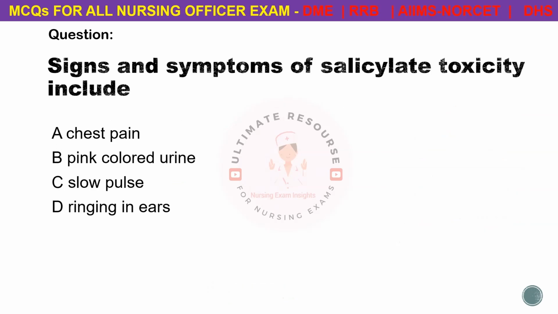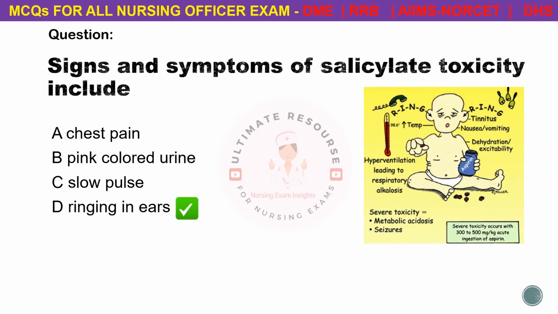Signs and symptoms of salicylate toxicity include. Options are A. Chest pain, B. Pink colored urine, C. Slow pulse, D. Ringing in ears. The answer is D. Ringing in ears.